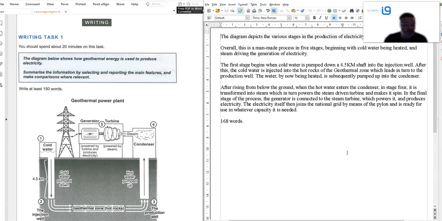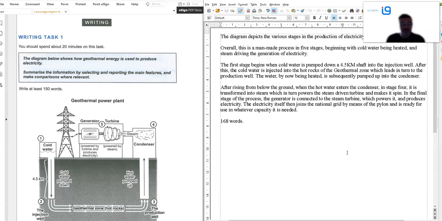Okay. So geothermal energy, producing electricity. Now this one's relatively straightforward because it clearly labels the stages. Not every process task actually does this, so I say it's pretty straightforward. You've got 5 stages. You've got cold water injected, pumped down into the geothermal zone, production well, pumped up, condensed, steam turbine, into pylons and away. So pretty straightforward. So you've got a logical sequence here, anti-clockwise.